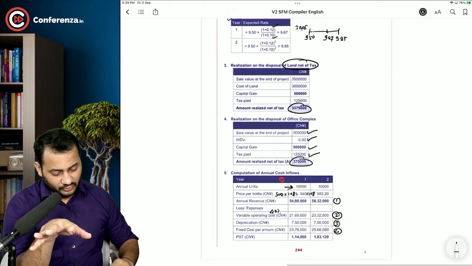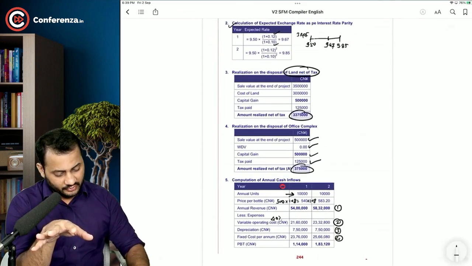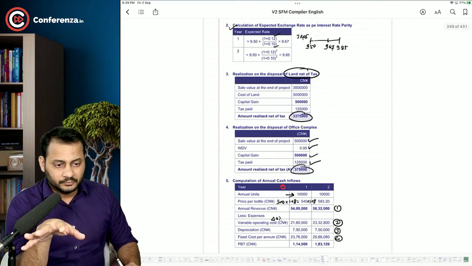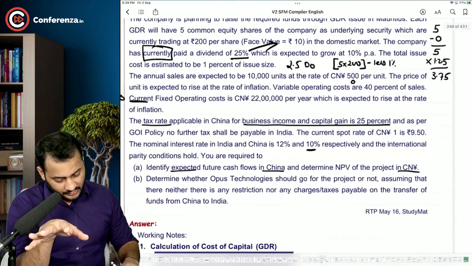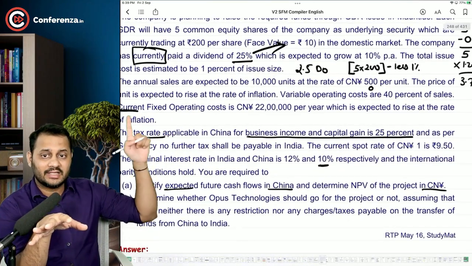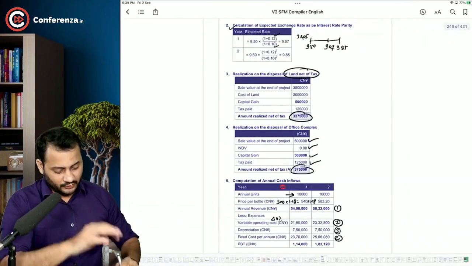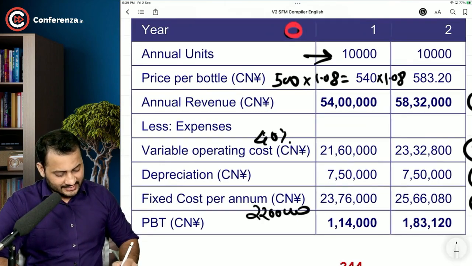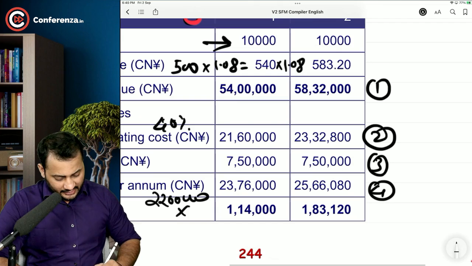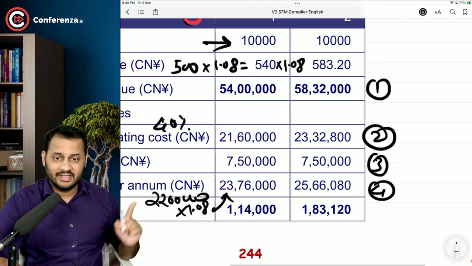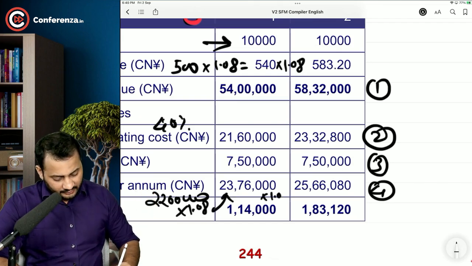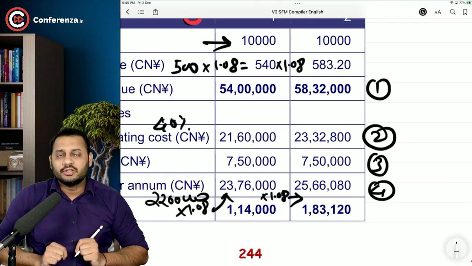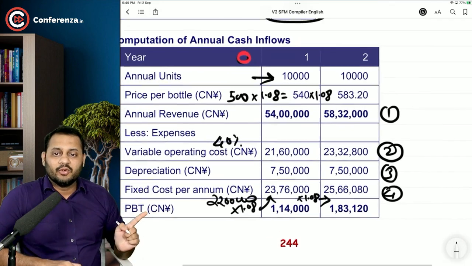Okay. Variable cost. Now fixed cost. See, fixed cost was also like 22 lakh or something. Let me just check once. See, the fixed cost was 22 lakhs. That means it will also increase by 8%. So let's say it is 22 lakhs at 0 time. Increase it by 8%, 1.08, you will get 23 lakh 76,000. Again multiplied by 1.08, you will get the second year's fixed cost. And this is how you have arrived at PBT.